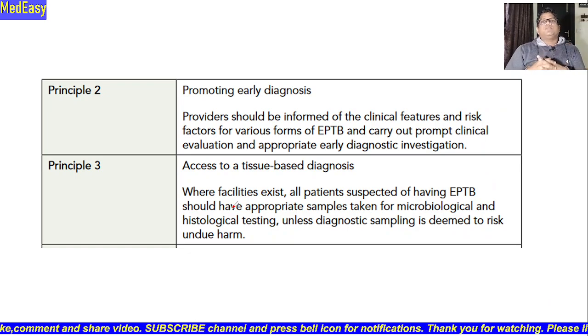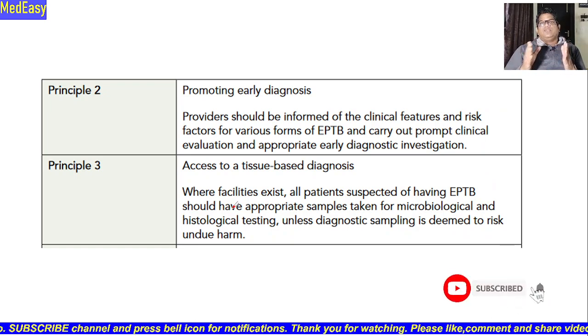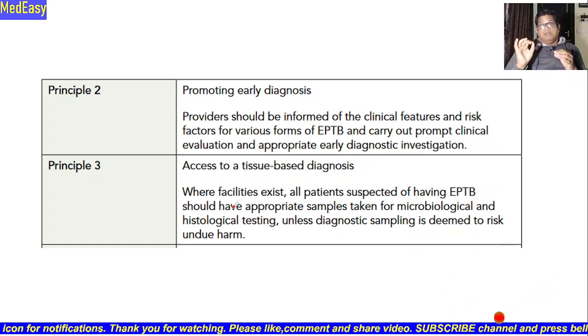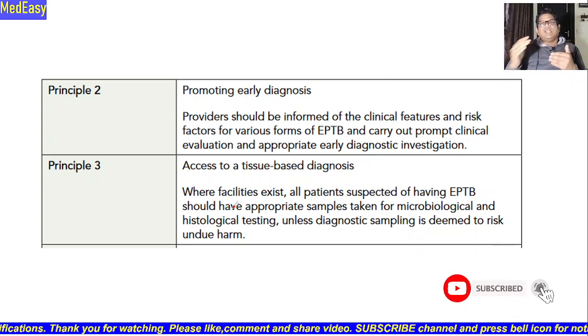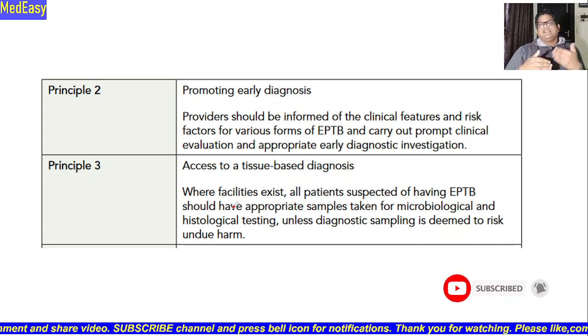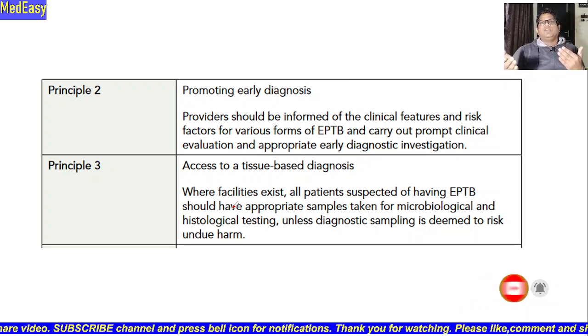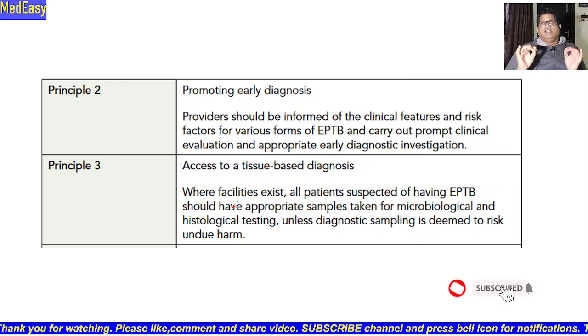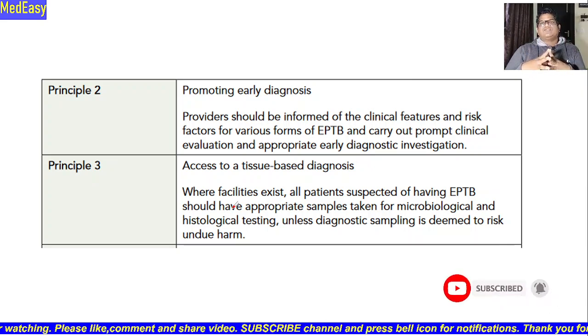Coming to principle number two, promoting early diagnosis. If we suspect that a patient might have tuberculosis, we should take minimum time and do the appropriate tests to diagnose this patient early. Why is this important? Because if the patient has a lesion in one lung, and if we delay the diagnosis, the chances are that the other lung will also be involved, and the disease will progress. So we should always promote early diagnosis to treat early and to save the patient, and so to save the parenchyma.